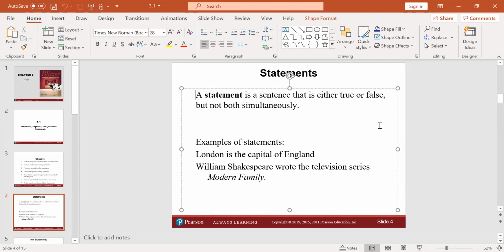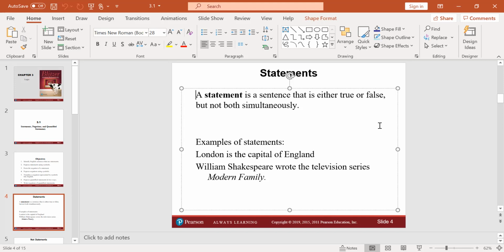So a statement is something that you could say is true or false. Even if you don't know if it's true or false, it's something that you could in theory say is true or false. You just may not have the answer at the moment.